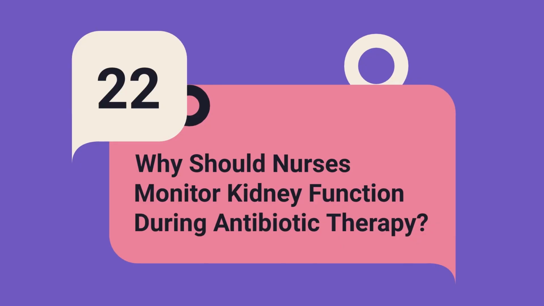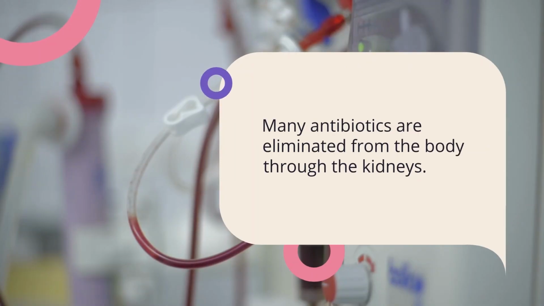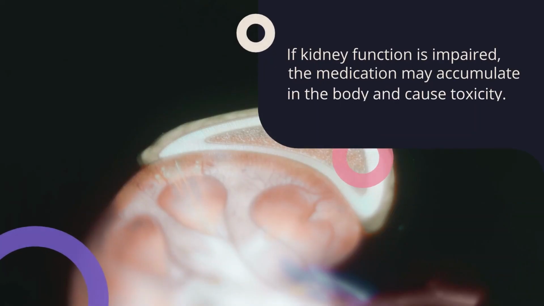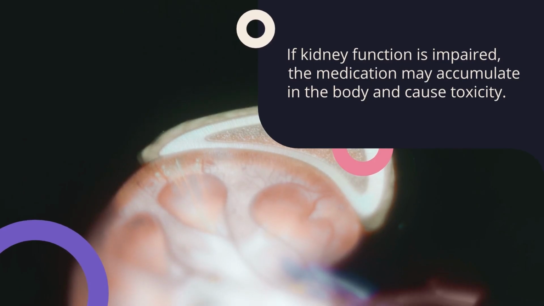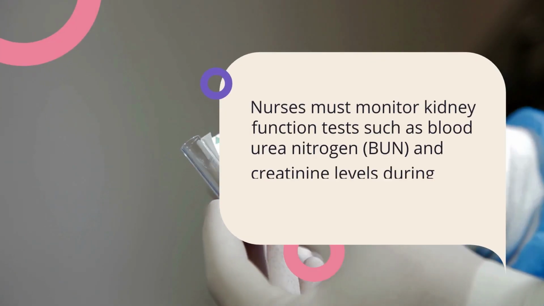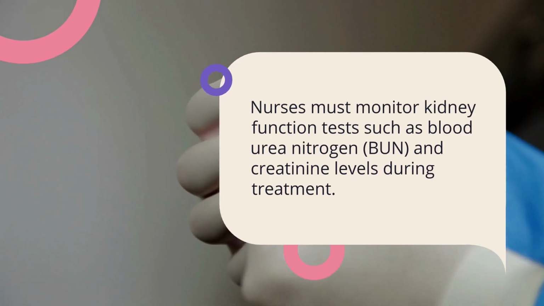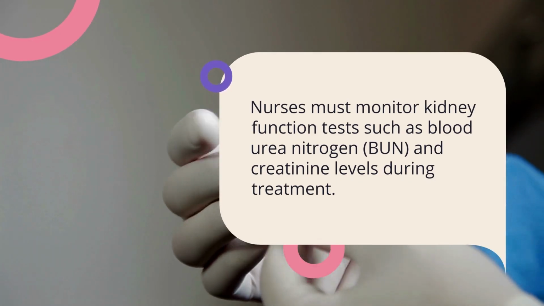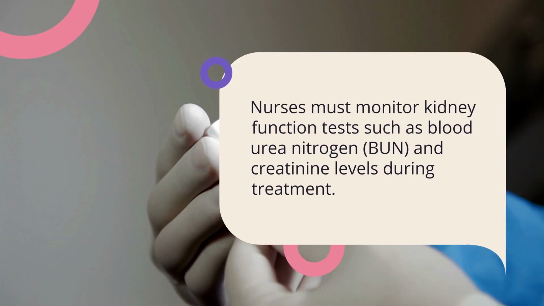22. Why should nurses monitor kidney function during antibiotic therapy? Many antibiotics are eliminated from the body through the kidneys. If kidney function is impaired, the medication may accumulate in the body and cause toxicity. Nurses must monitor kidney function tests, such as blood urea nitrogen, BUN, and creatinine levels during treatment.